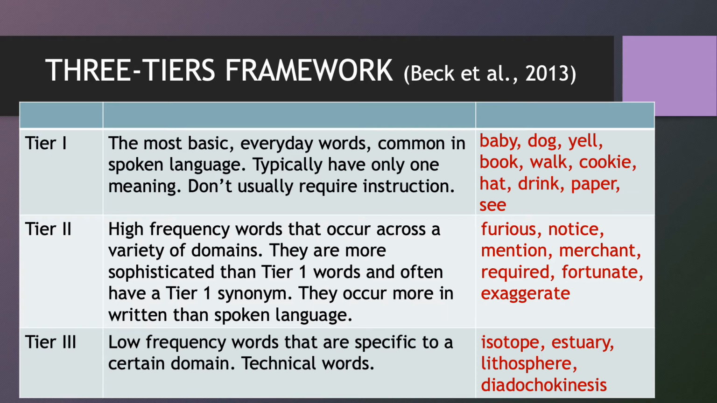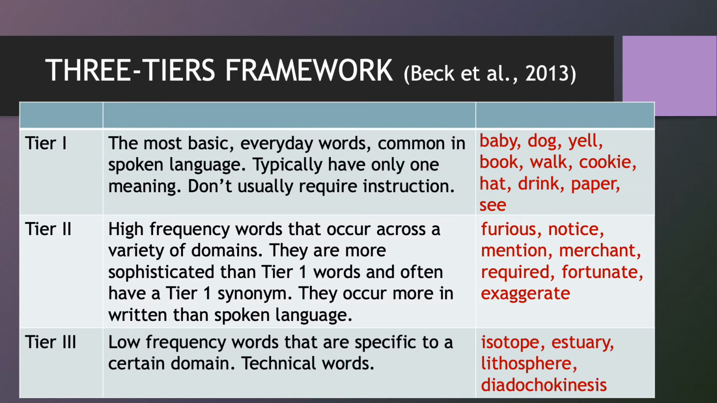In deciding which words to teach, the 3 tiers framework from Isabel Beck and colleagues is frequently used. Tier 1 words are the most basic everyday words. They're common in spoken language. They typically have just one meaning, and they rarely require specific instruction.